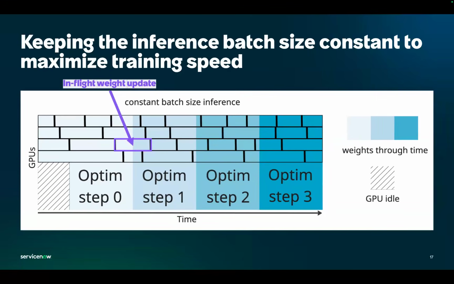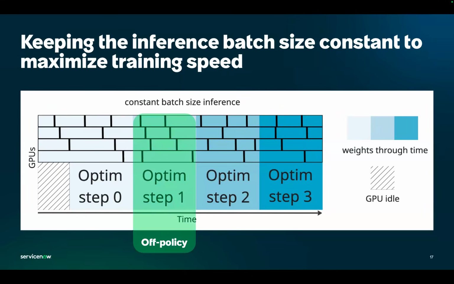Okay. So what does it mean? It means that after the in-flight weight update, some samples, in future optimizer steps, are somewhat off policy, or some tokens are not collected under the current policy. Okay.